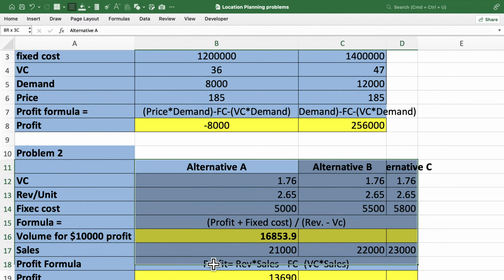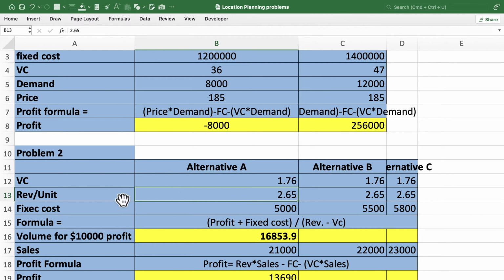For the second problem, we have three alternatives: A, B, and C. I will discuss only alternative A, and we have this data. Variable cost is 1.76, revenue per unit or price is $2.65, fixed cost is $5,000, and the formula is this one. The first thing is that the question requires what volume will be required to make a profit of $10,000. For this part of the problem, I'll be using this formula, which means profit plus fixed cost divided by revenue minus variable cost.